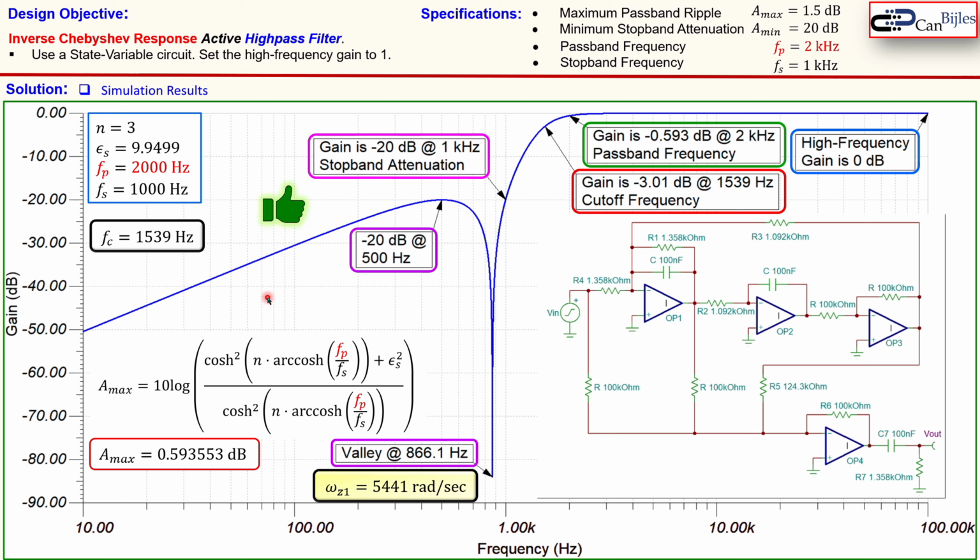Alright, it was our example considering the inverse Chebyshev response for the active high pass filter. We have used our state variable circuit in order to calculate the components, and we have verified our findings using the SPICE simulations.